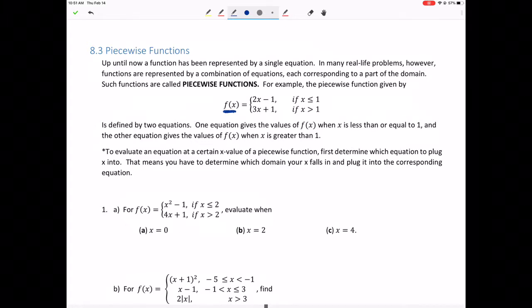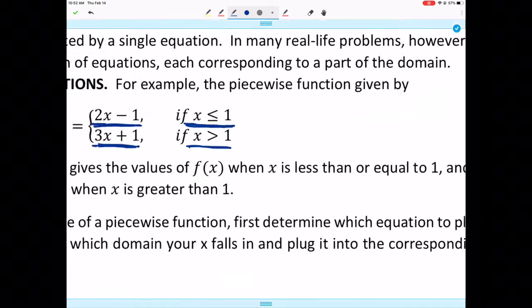And we will have equations that look like this, where we have what is called a piecewise function. It is one function, but we have multiple equations that are defined only at certain parts of the domain. For example, the first one is 2x minus 1, but that only applies when x is less than or equal to 1. The other equation, 3x plus 1, only applies if x is greater than 1. So if we were to take a little graph of this, let me just zoom in here.